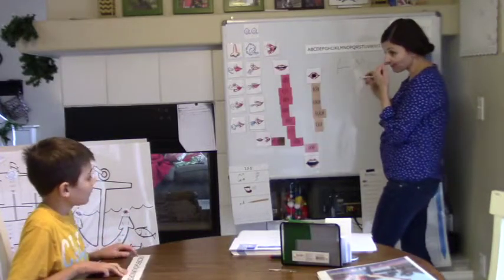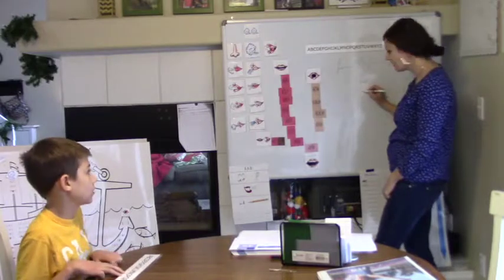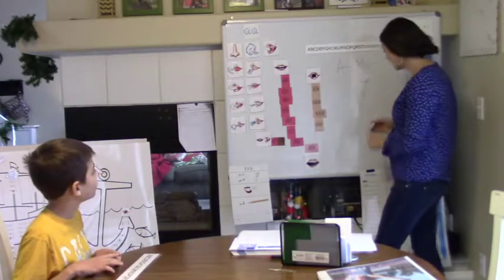How many letters are in the alphabet? 26. What two kinds of letters? Vowels and consonants.